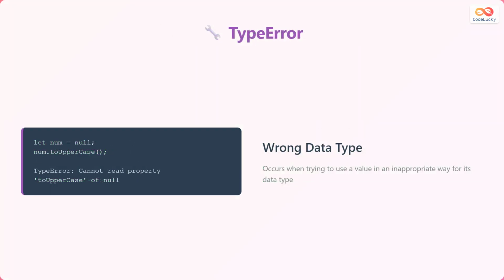The type error occurs when you attempt to use a value in a way that is inappropriate for its data type. For instance, if you have a variable number that is assigned a null value, and then you try to call the toUpperCase method on it, Node.js will throw a type error because toUpperCase is a method that can only be used with strings, not with null values. The error message will typically say that it cannot read property toUpperCase of null.